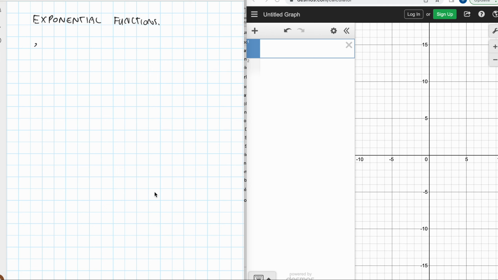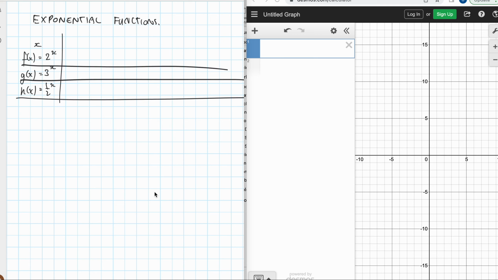So let's go x, and let's go f of x is going to be 2 to the x, and then we've got g of x, which is going to be 3 to the x, and then we've got h of x, which is going to be half to the x. Okay, and then we're just going to draw some grids across here. Now, you've already done this exercise in class, but it's nice to have a bit of a play around with the algebra before we look at the graph from Desmos on the right. So let's chuck in some values.